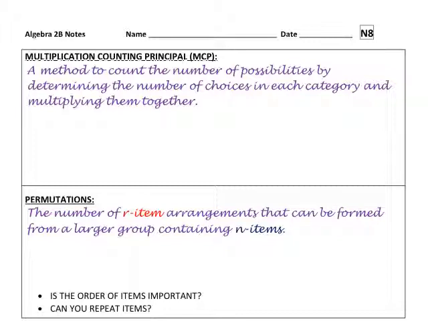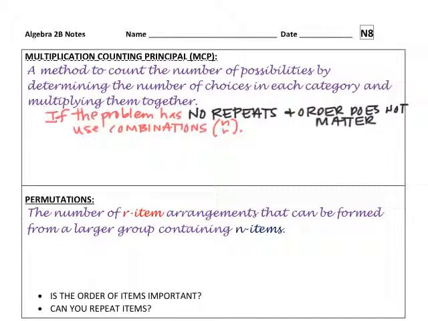Okay, so you're going to want to copy this information into your notes, the difference between the multiplication counting principle and permutations. So MCP is a method to count the number of possibilities by determining the number of choices in each category and multiplying them together. And that's what we used when we were looking at the different license plate possibilities.